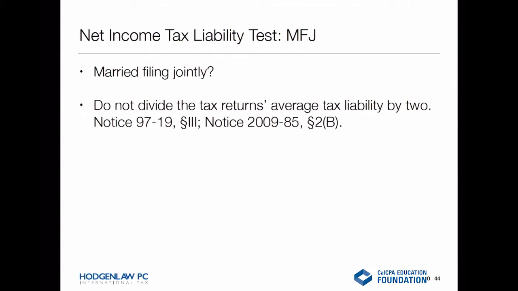For married filing joint taxpayers, many people assume that you get to divide the total tax liability by 2. That's actually not the case. Each person, when they're performing this test, each spouse in the couple has to use the total tax liability.